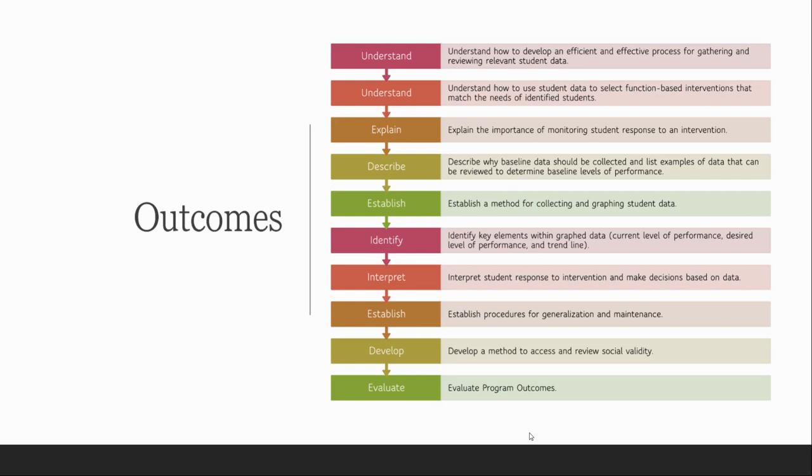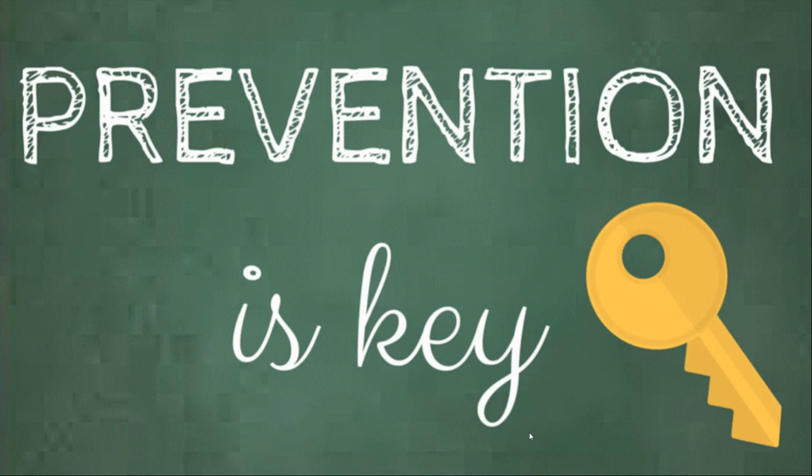You will understand and be able to identify key elements within graph data, such as the current level of performance, desired level of performance, and trend lines. You will be able to interpret student response to intervention and make decisions based on that data. You will establish procedures for generalization and maintenance. And then you will understand how to develop a method to assess and review social validity of those interventions. And then you will also understand how to evaluate program outcomes. So let's go ahead and jump in.